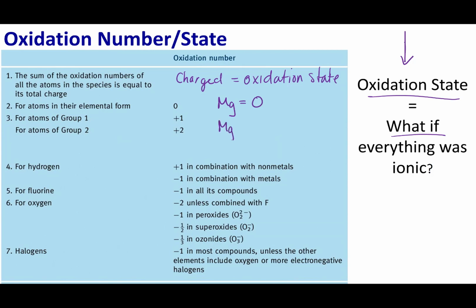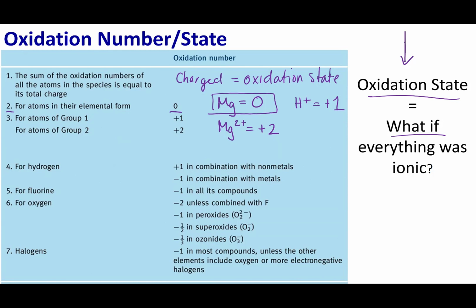If I have magnesium 2+, then the oxidation state is +2. The hydrogen we saw there had a charge of +1, and so that means its oxidation state is +1. The next rule, rule number 2, is that things in their elemental form have an oxidation state of 0. You can see magnesium was in its elemental form, and it has an oxidation state of 0.